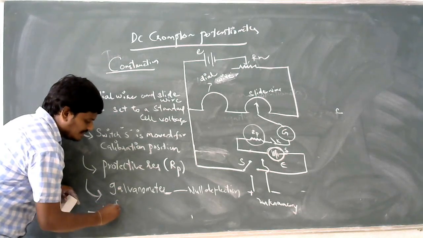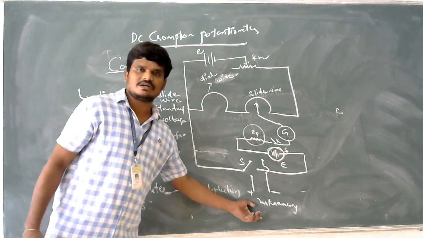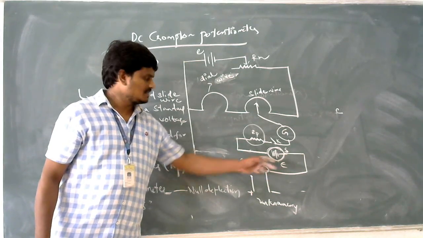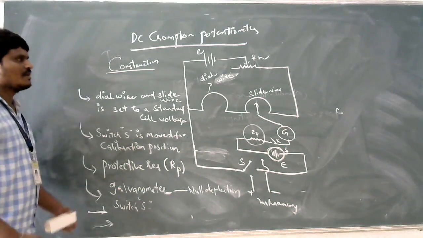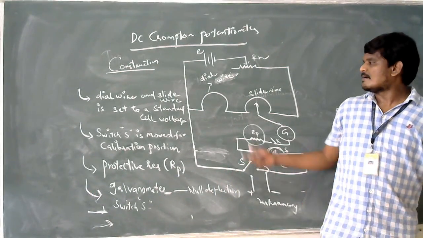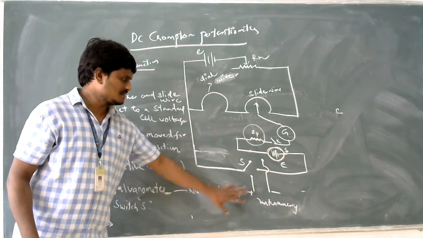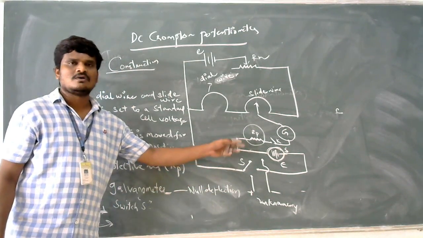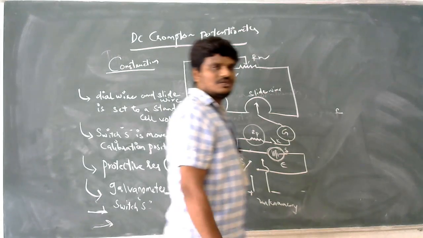The next step is that the switch S should be connected to the unknown EMF points shown in the diagram. First switch S is moved to the standard cell voltage, now it is moved to the unknown EMF. Now I can calculate the unknown EMF by using the setting of the slide wire. So by the standardization of the potentiometer, I get the unknown EMF, which can be compared with the standard cell voltage. This is regarding the construction and working of a DC Crompton potentiometer.